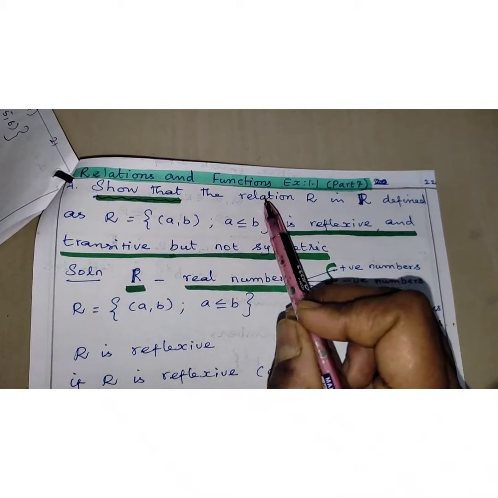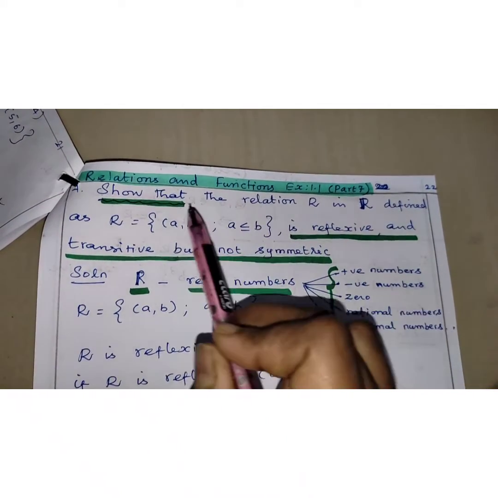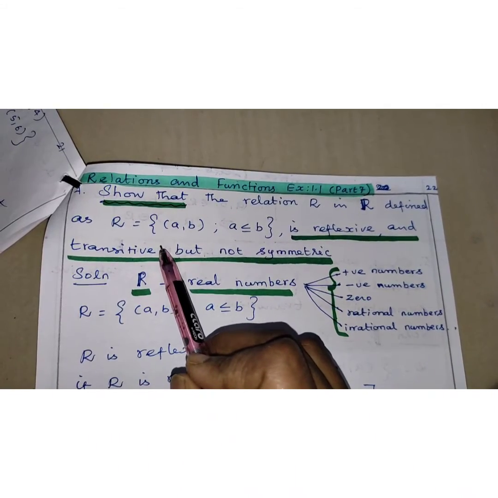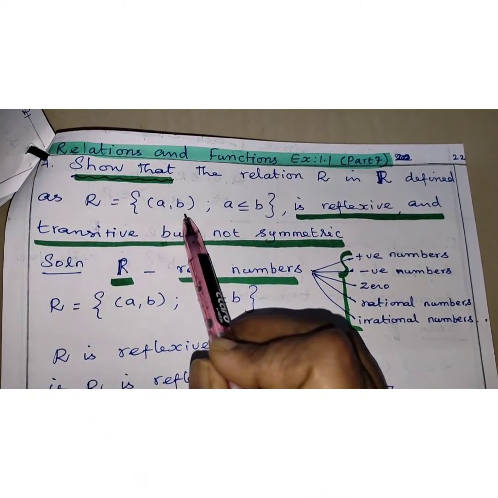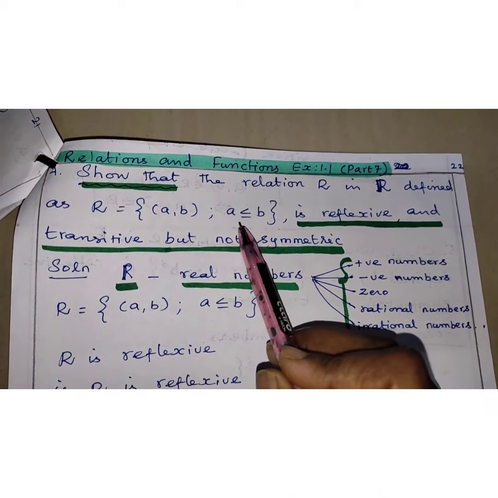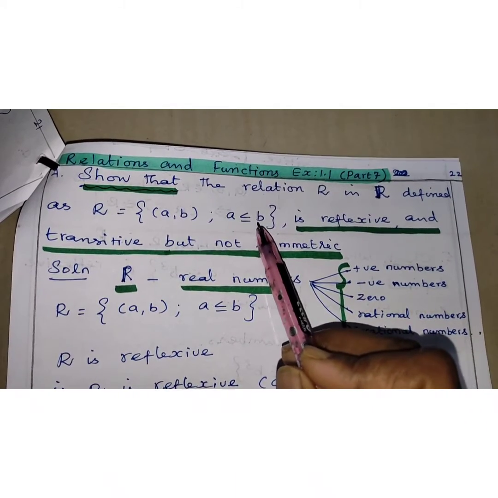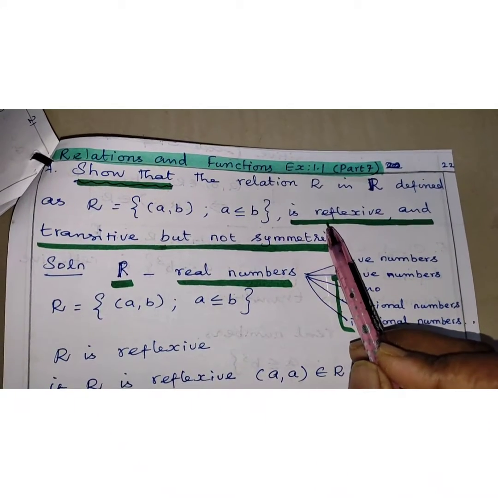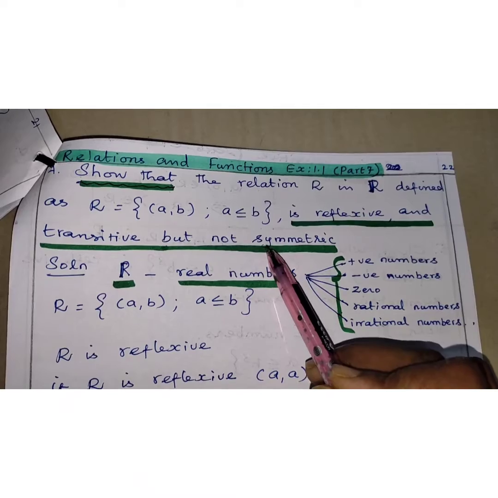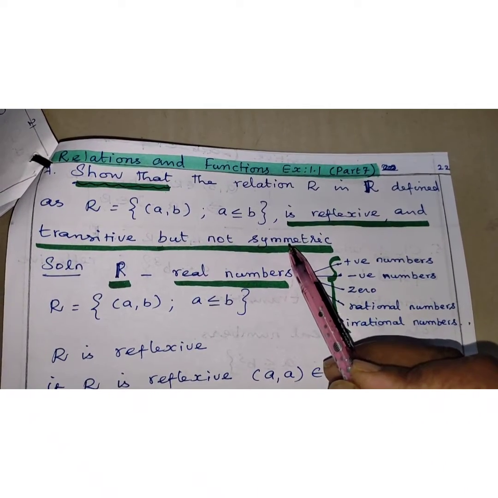The relation R in the real numbers is defined as R equal to the set of all (a, b) such that a less than or equal to b. This is the given condition. Now we have to show that this relation is reflexive and transitive, not symmetric. These three conditions we have to prove here.